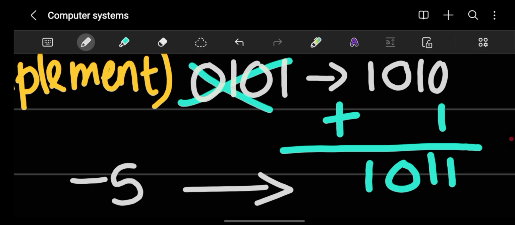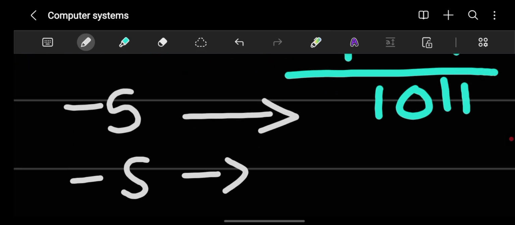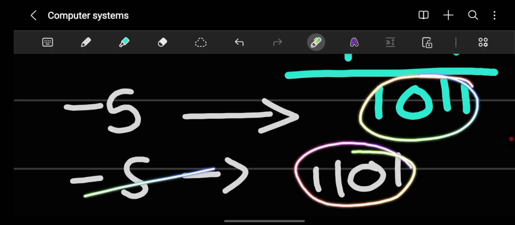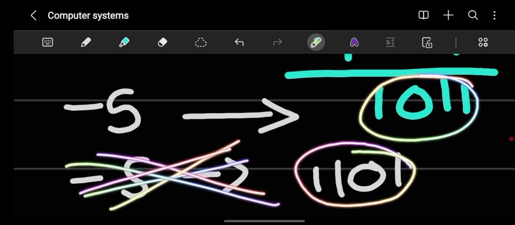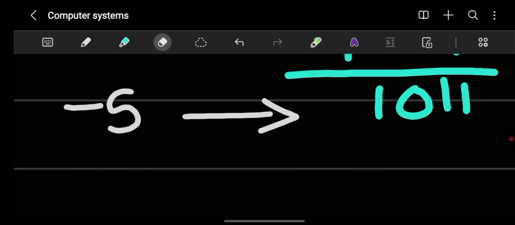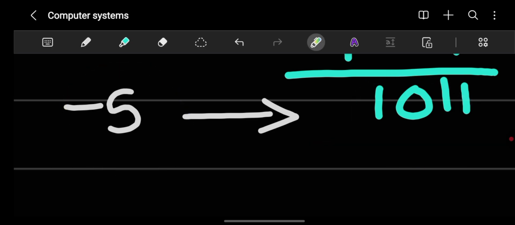Remember, when we were doing sign and magnitude, our -5 was 1101, and this is how they differ. So this is two's complement, and this is sign and magnitude. Sign and magnitude was rejected because it gives us two possible zeros, which is incorrect, right? You can't have two different zeros, so we use the two's complement, which is the answer that we got here. And that's it for part 1 of data storage.